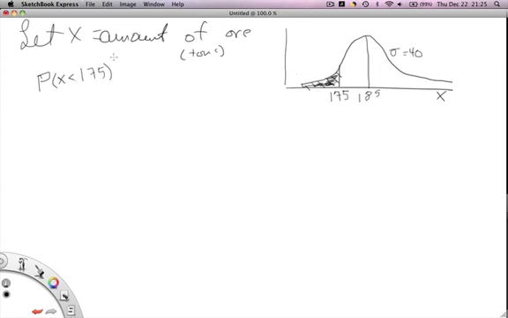So let's just go write that in. 0.4013, and that is our answer. So that's all there is to finding probabilities under a normal curve. Just use that NORM.DIST function.